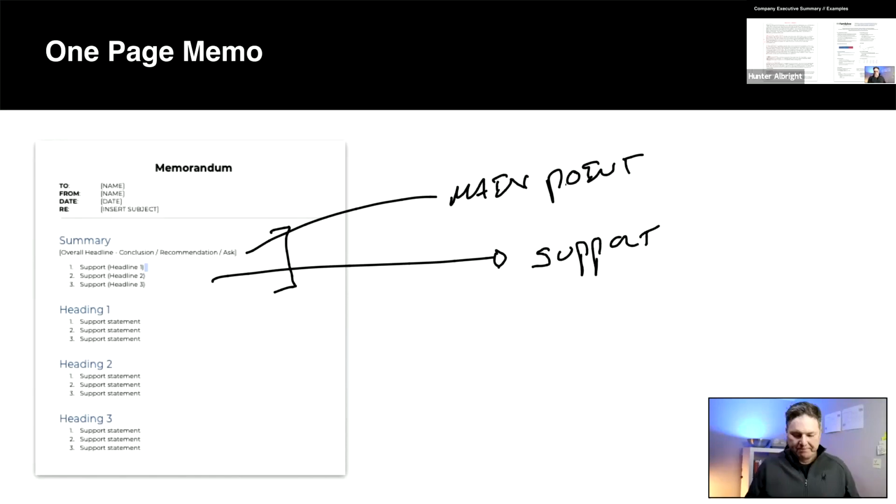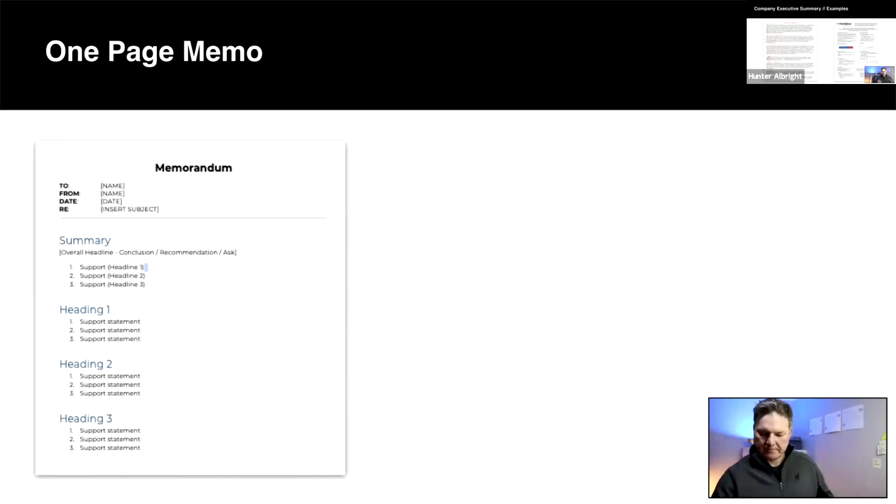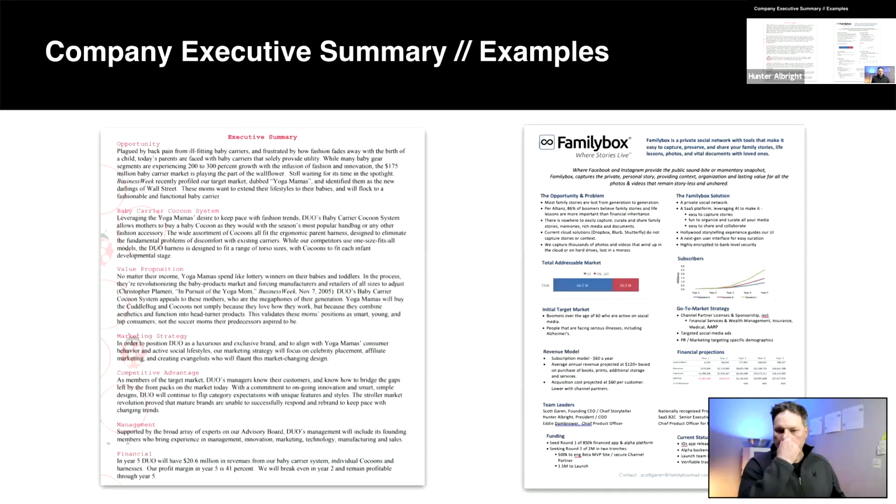Okay, so we're going to shift gears now and probably spend about the next 15, 20 minutes on the executive summary. These are just 2 examples. I'll give you the one on the right. The Family Box is a company that I had done a couple years ago. The one on the left is an example that is on the NVC site.